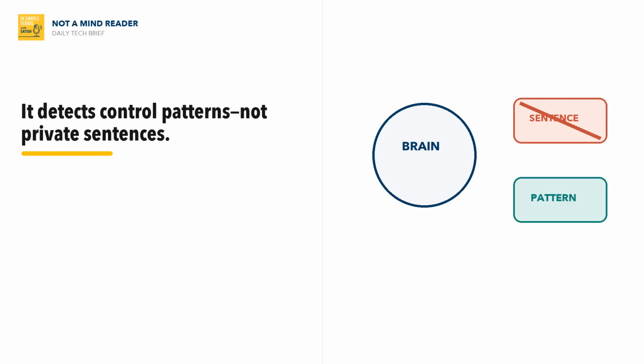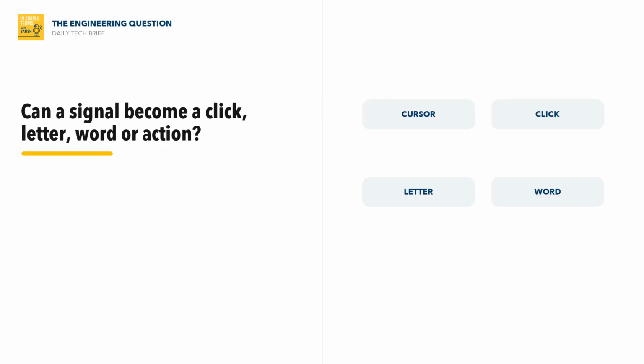A Neuralink-style brain chip is not a memory card for the brain. It is not reading thoughts like sentences. It tries to give a trapped command another way out. If the normal path is brain to nerves to muscles to device, a brain chip tries to build a detour, brain signal to decoder to computer command. The engineering question is, can we capture that signal and turn it into a click, a letter, a word, or a control action? That is the whole idea.